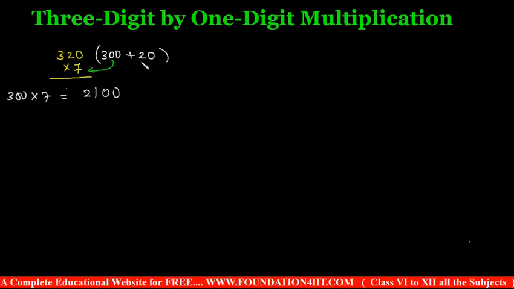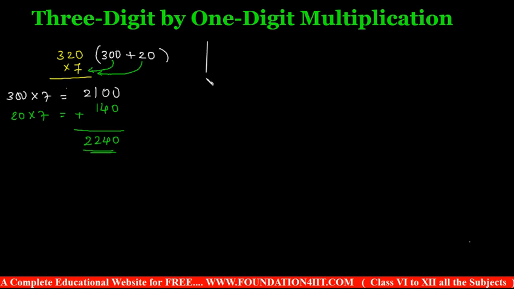Again with 20, the same 7. 20 into 7 is just like 2 into 7, 2 sevens are 14 and 0. 20 into 7 is 140. We can add both: 2100 plus 140. That is simple, 2240. This is the product of 320 into 7. As a simple problem, we just got it like this.